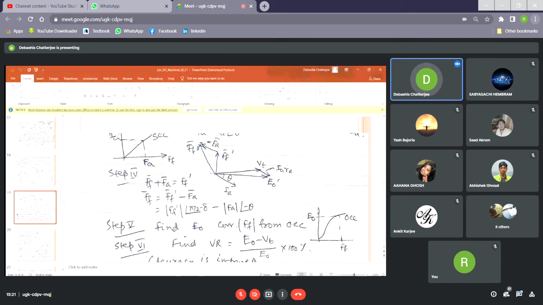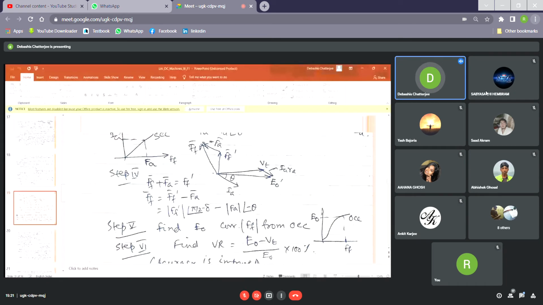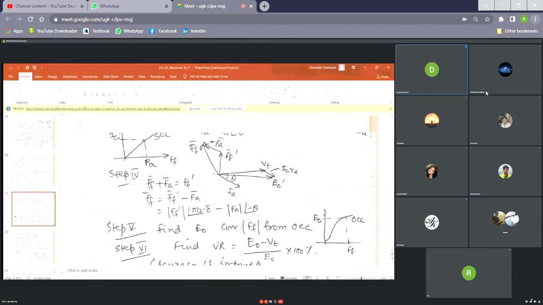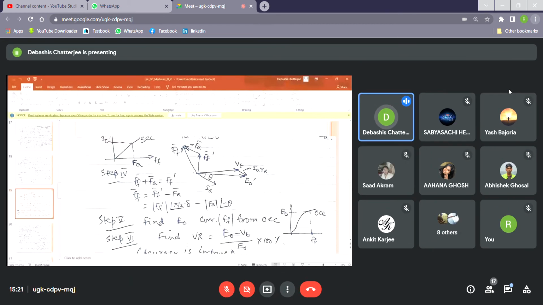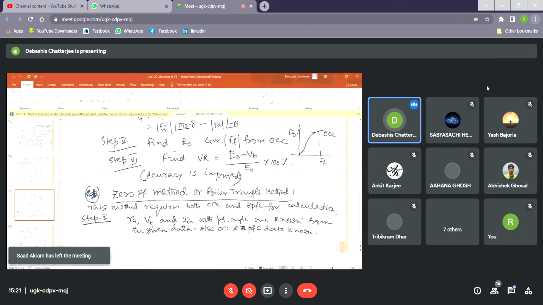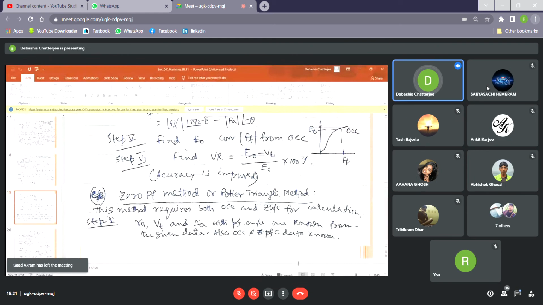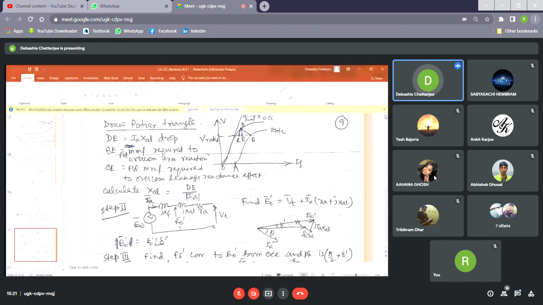Zero power factor method is sometimes known as the Potier triangle method. This method requires both OCC and ZPFC for calculation. So now you see that in the first step, we draw what we call the Potier triangle. Now, what is a Potier triangle? That I will tell you.